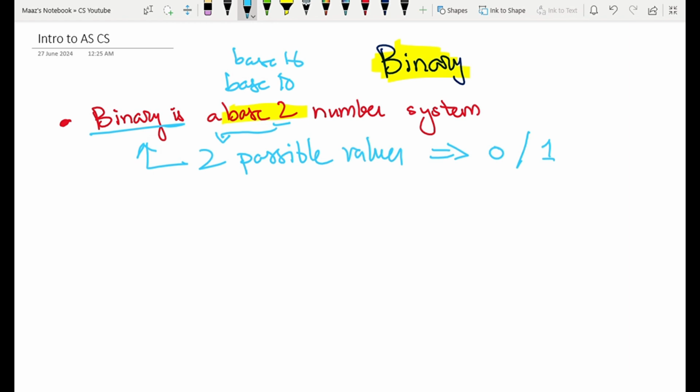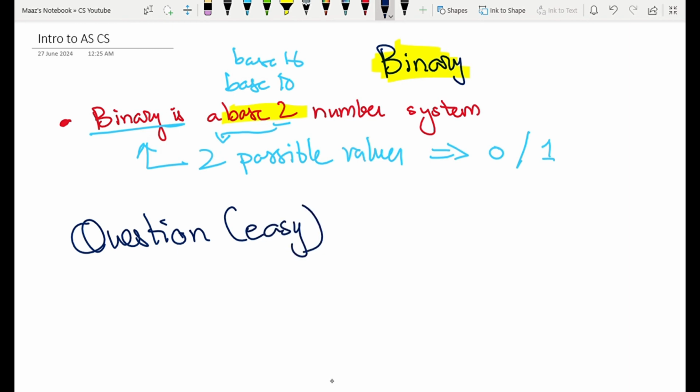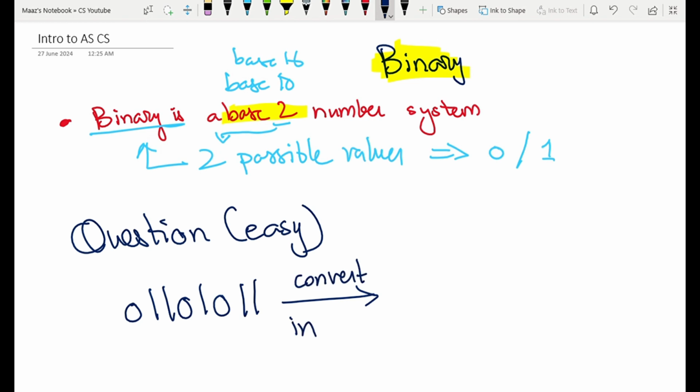Now this is quite easy to understand: binary is a base 2 number system and it has zeros and ones as its only possible values. But now we need to see what type of questions the examiner could test us on in our CI examination. It's really important because you could be given a question such as, let's make a question up here. This question is really easy level, but they're going to give you something like 0 1 1 0 1 0 1 0 1 1, let's say, and then tell you to convert into integers.